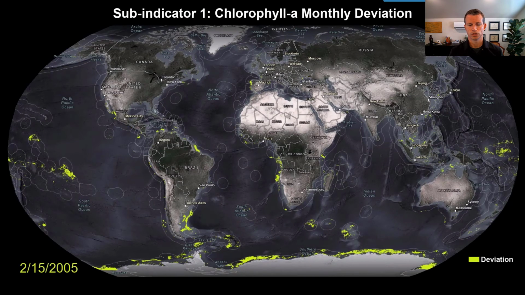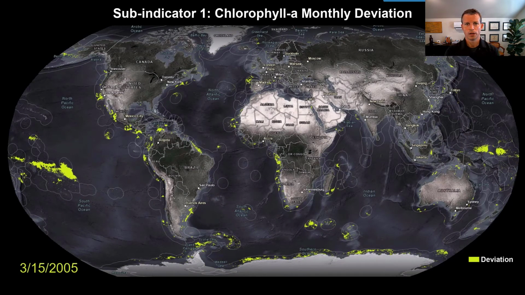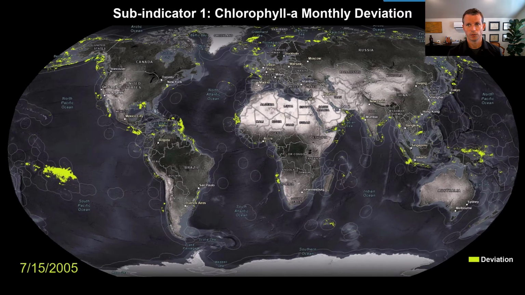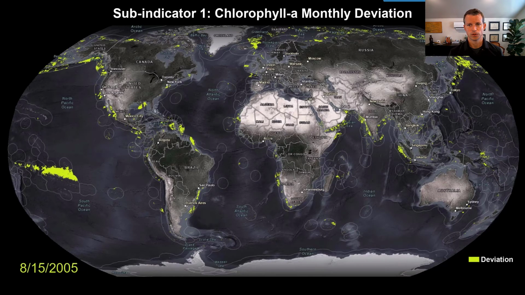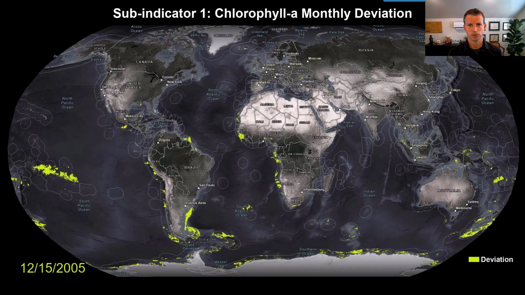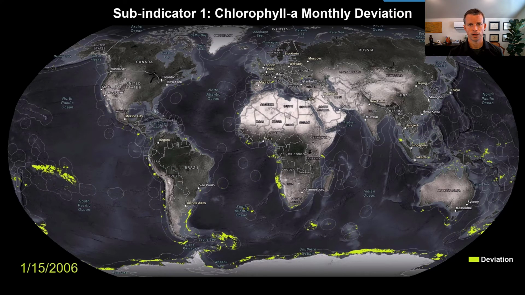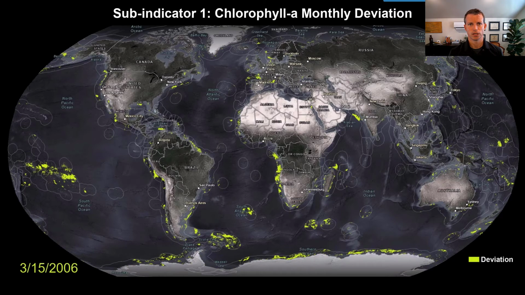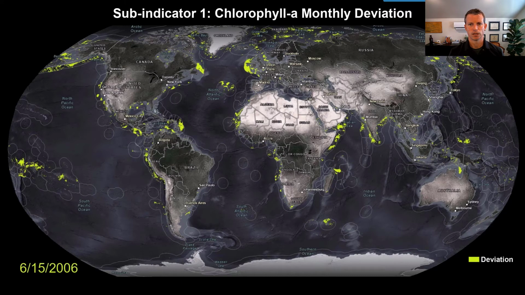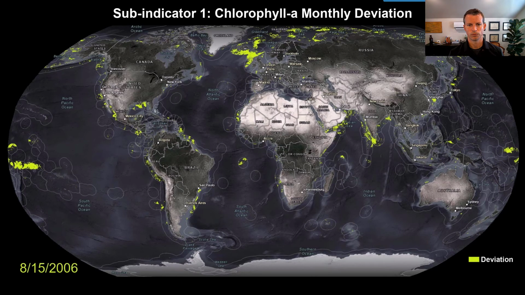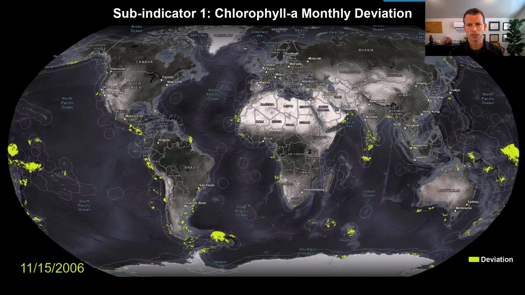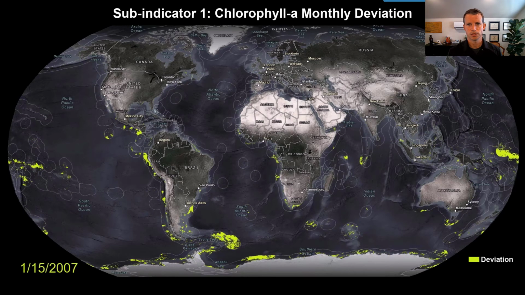So here's just a quick look at the results of the sub-indicator 1 chlorophyll A monthly deviation. Here you can see in the light gray areas, the outline that surrounds the country, is the country's exclusive economic zone. The values in the yellowish color are your actual deviations, and this is a time series going from 2005 to 2019. Here you can see the temporal trends in the data.